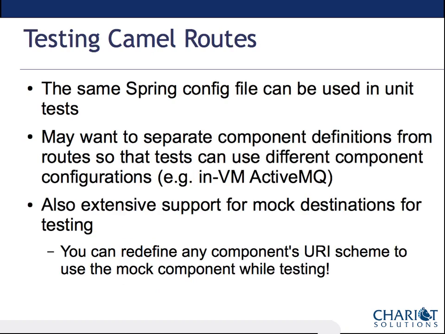Now when it comes to testing, you can use the same Spring configuration file that defined your basic Camel routes and use that in a test environment. The only difference is you might use some mock components to override your endpoints in that. So if you don't want to use a live JMS server, for example, in your unit test, you can use a mock component to substitute. And you can also use a mock component to evaluate the state at the end of the route to make sure that the route did the correct processing and the message that went through to the end is what you expected.